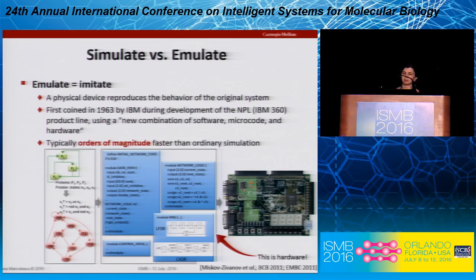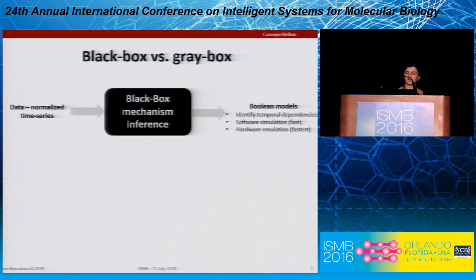So now that we set the scene as to what exactly we mean by emulation, I am going to talk about two possible ways in which we can do this, coming from the time series. You take the time series or time course, and you can determine these Boolean models or logical models using two mechanisms. One is a black box mechanism, in which case you do not assume any domain knowledge. You can identify temporal dependencies, and then the resulting model could be used in a software simulation environment or hardware emulation environment, which is much faster.